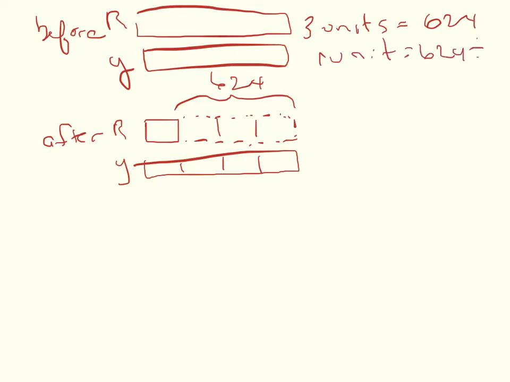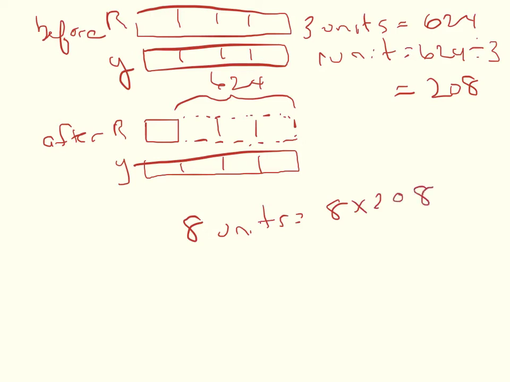624 divided by 3. So it's equal to 208 tulips. But the question is, how many did she have at first? And so if you look at the before drawing, you can see there would be a total of 8 units. So 8 units would equal 8 times 208, which equals 1,664. So there are 1,664 tulips to start. That's the answer.